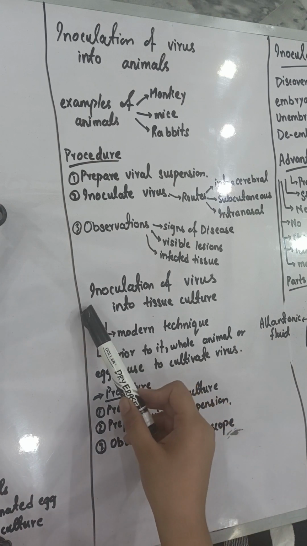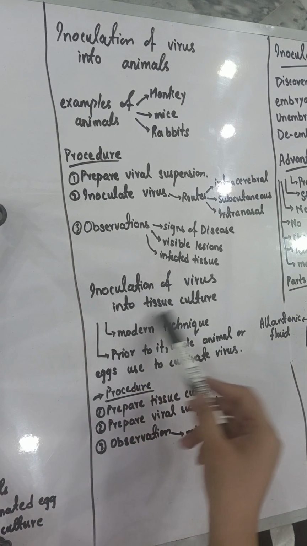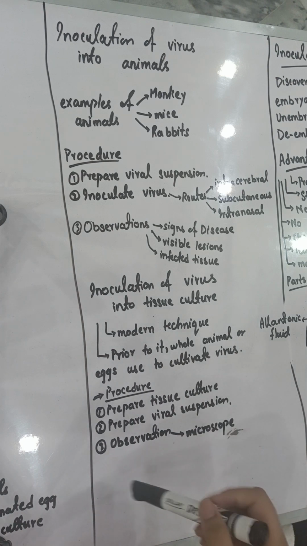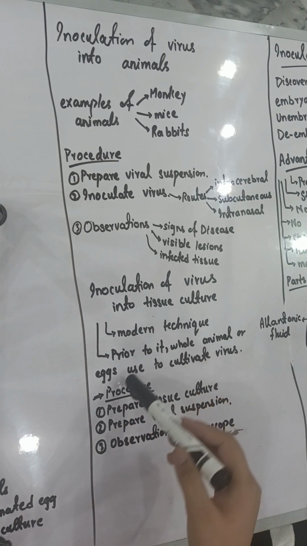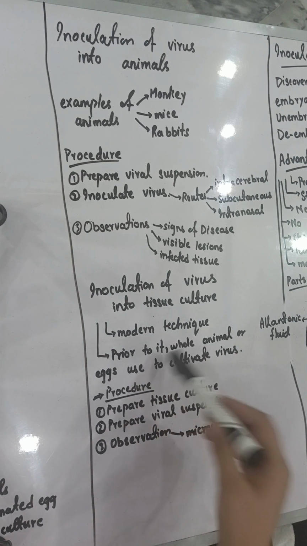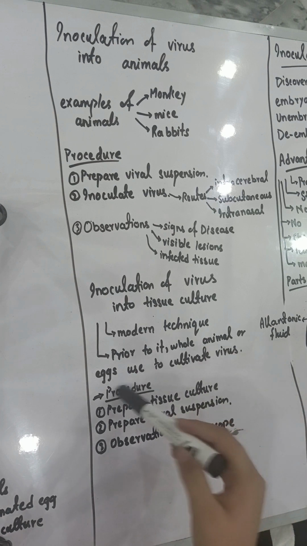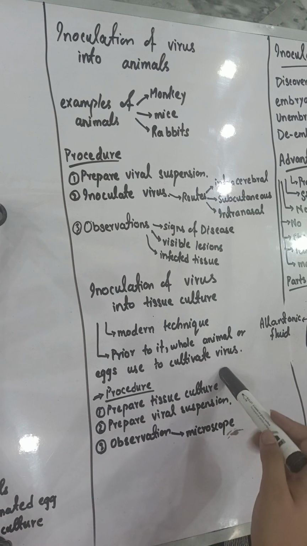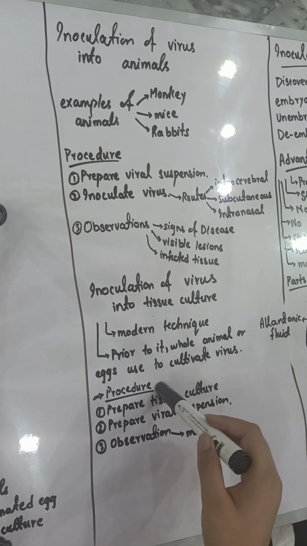The next method is to inoculate your viruses into tissue culture. This is the modern technique, and prior to it, whole animals or eggs were used to cultivate various kinds of viruses. What is the procedure of it?